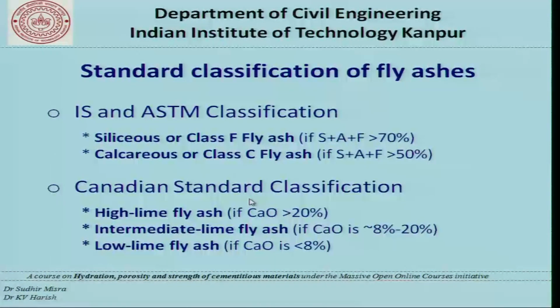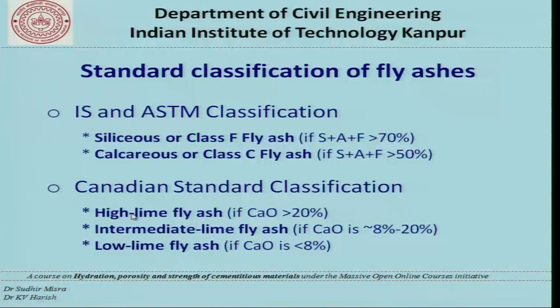But coming to the second classification, which is the Canadian standard classification based on calcium oxide, basically you have three classifications: high lime fly ash, intermediate lime fly ash, and low lime fly ash.